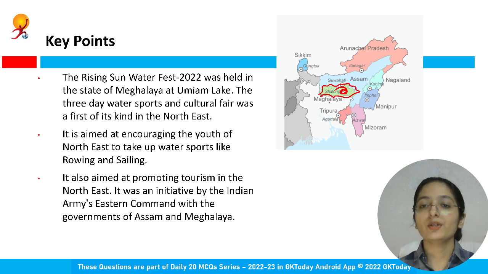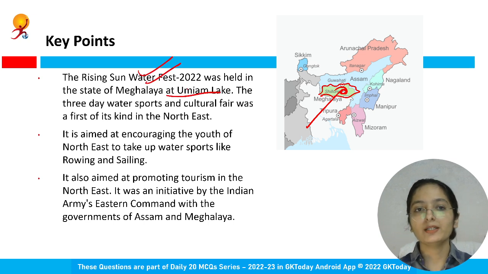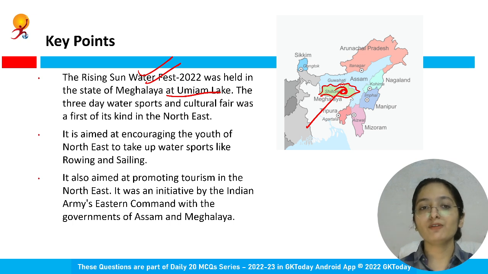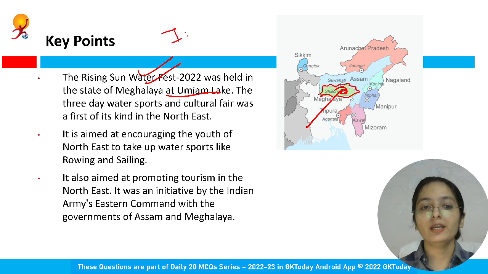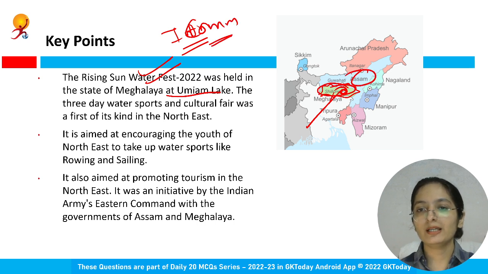Capital is Shillong. This is the state that held Rising Sun Water Fest at Umiam Lake, right? It is a 3-day water sports and cultural fair that is first of its kind in Northeast, where the youth of the Northeast is encouraged to take up water sports. And basically this event is promoting tourism in the Northeast. It is an initiative of Indian Army's Eastern Command with the governments of Assam and Meghalaya, right? So here is Meghalaya bordering Bangladesh.